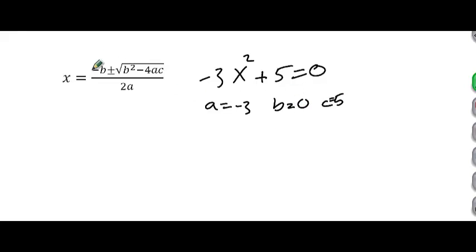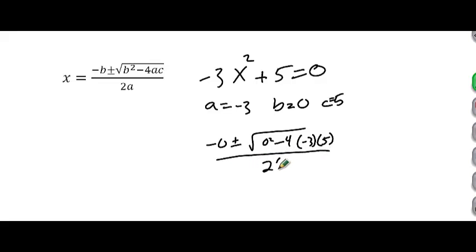If b is 0, there is no negative b. It's negative 0, which I don't really have to write. Plus or minus 0 squared minus 4. A is negative 3 and c is 5. All over 2 times negative 3. Alright. Well, I ended up with 0 plus or minus the square root of, well, 0.